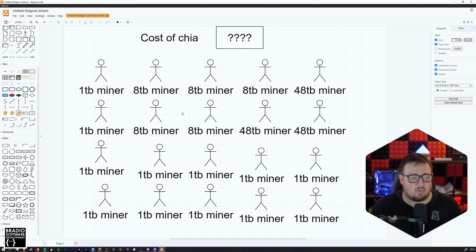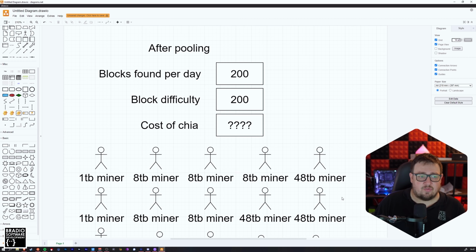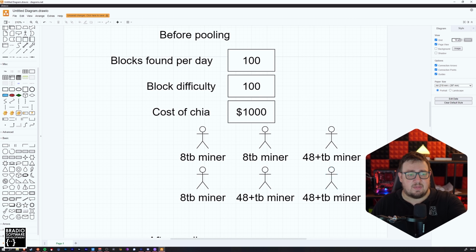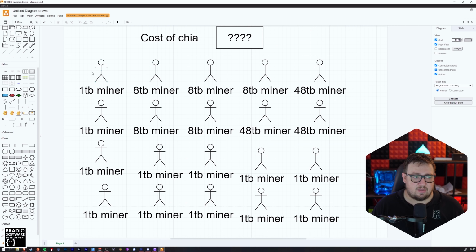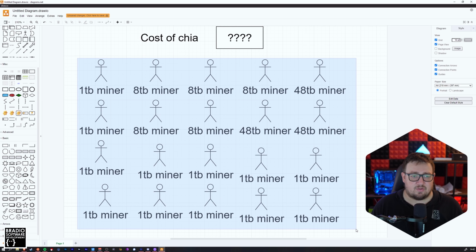So what I've written down here is all of these 1 terabyte miners are going to come out of the woodwork and they're going to join the pools, because you've got to think, if one of these people up here before pooling has a chance to win a block on his own, he has a chance to win 1 block. If you come down here, all of these people have a chance to win 1 block, but in a fraction of the time.